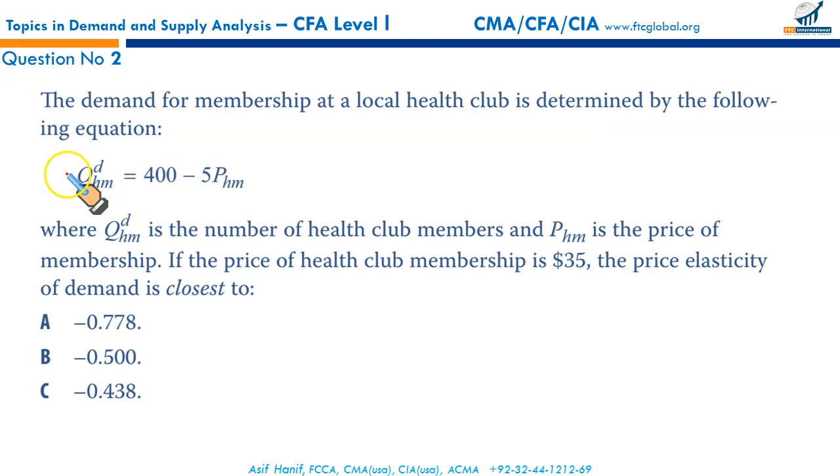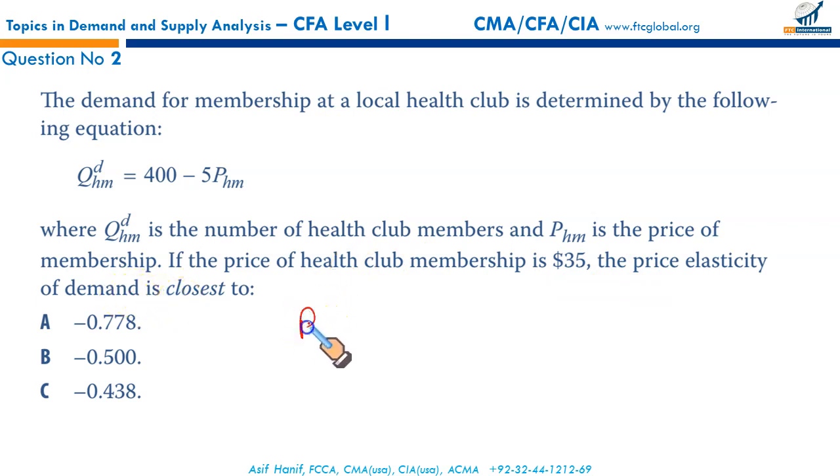Next, the demand for membership at a local health club is determined by the following equation. Quantity demanded of the health club membership is equal to 400 minus 5 times the price, where QDM is the number of health club members and PHM is the price of membership. If the price of health club membership is $35, the price elasticity of demand is closest to. We know how to calculate.